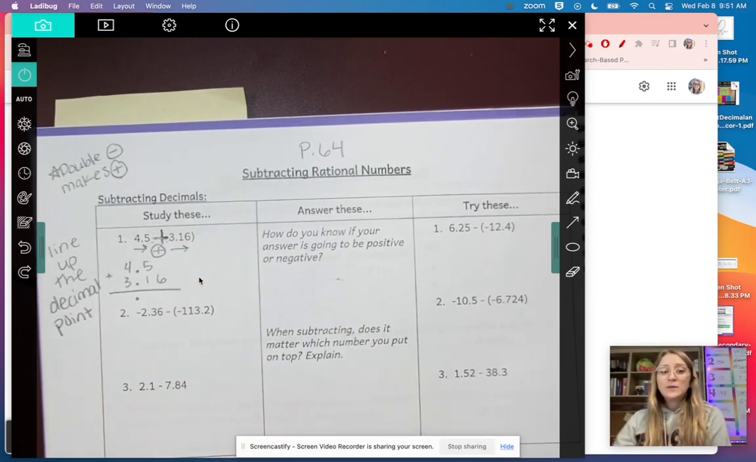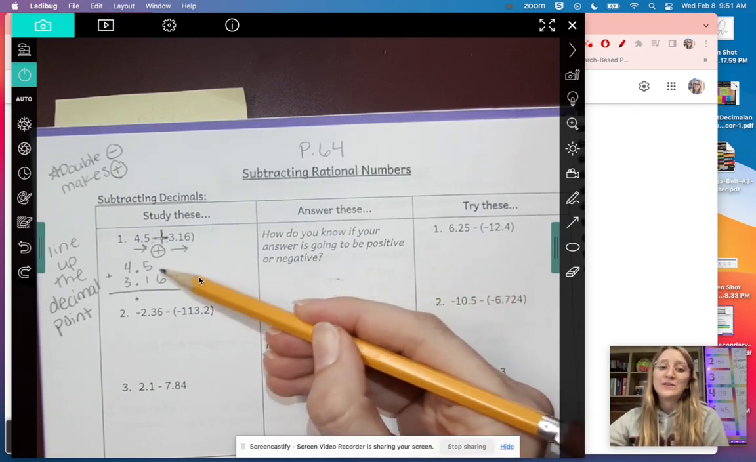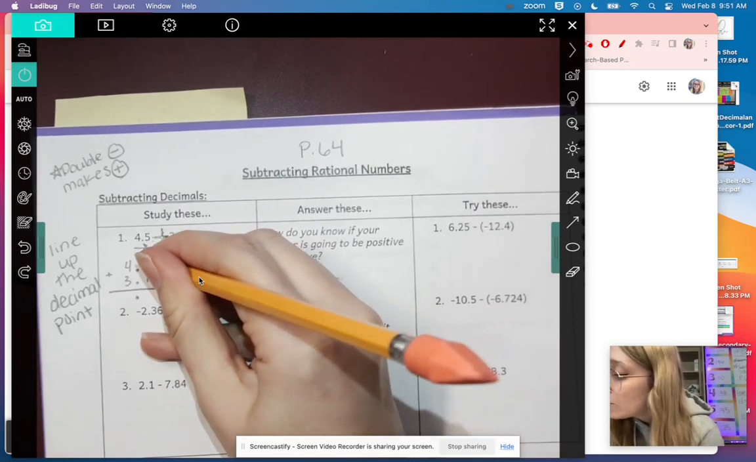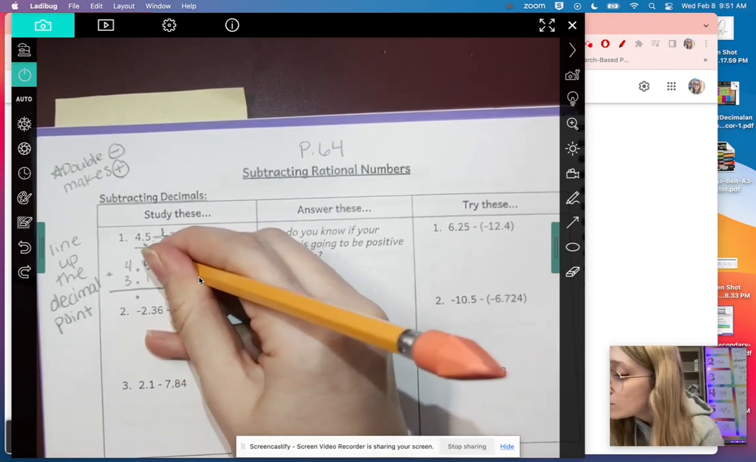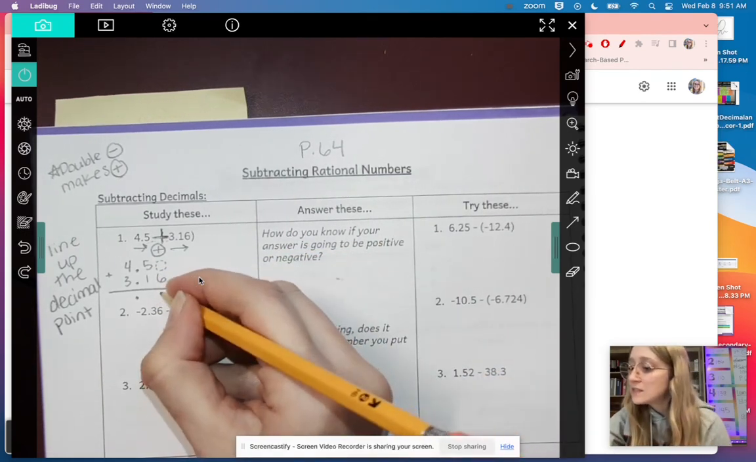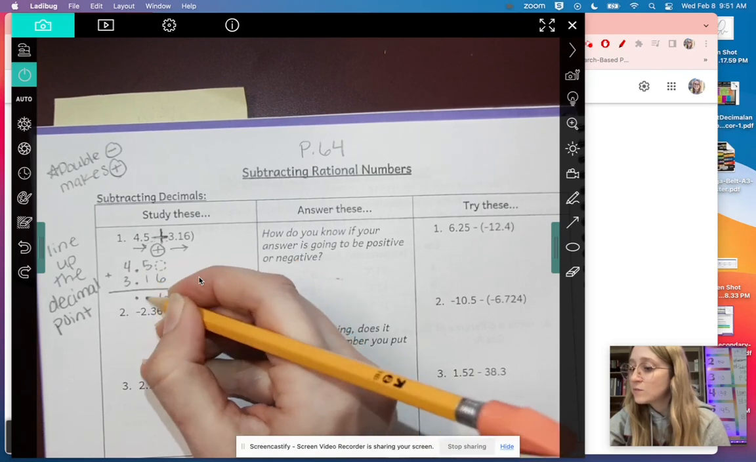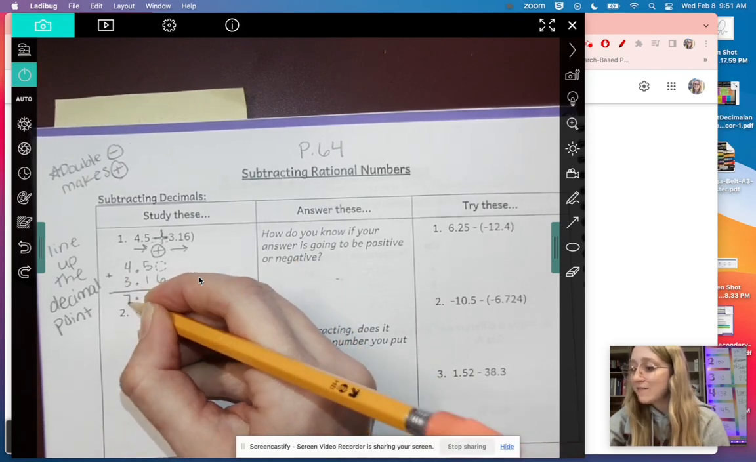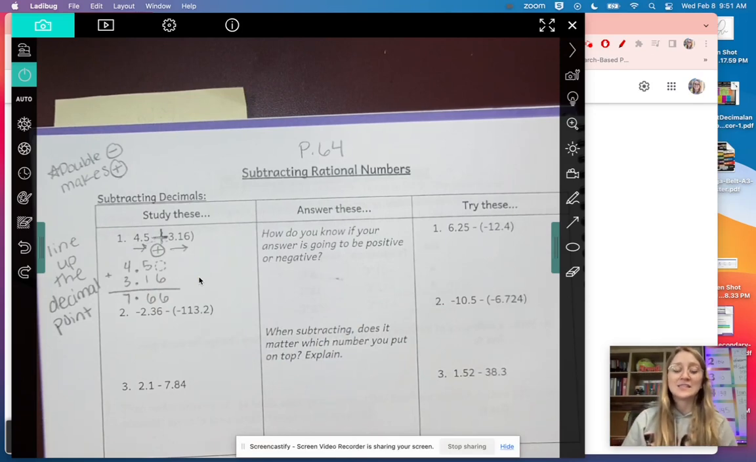I'm going to pause here because I noticed that I have an empty place value and it's looking a little lopsided. So I'm going to fill that in with our ghost 0 or our placeholder 0 to show that there's nothing there. Okay, so now we can go ahead and add. 0 plus 6 is 6. 5 plus 1 is 6. 4 plus 3 is 7. So we have 7 and 66 hundredths.